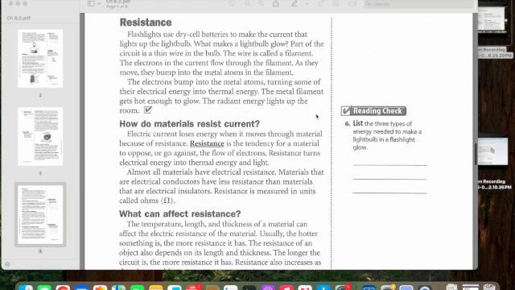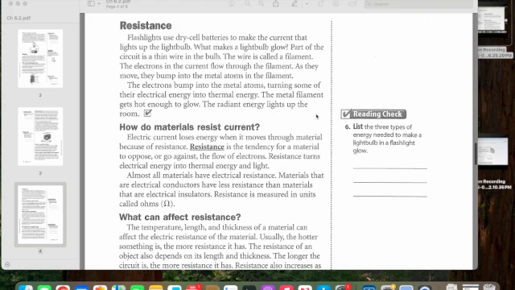All right, resistance. On the next page, flashlights use dry cell batteries to make the current that lights up the light bulb. What makes a light bulb glow? Part of the circuit is a thin wire in the bulb. The wire is called a filament, and you guys have probably seen that. The electrons in the current flow through a filament. As they move, they bump into the metal atoms in the filament.